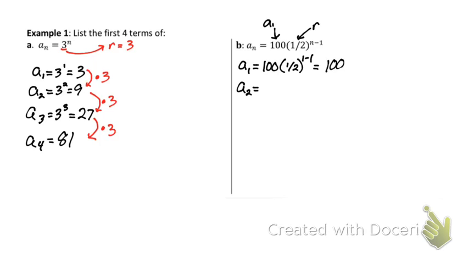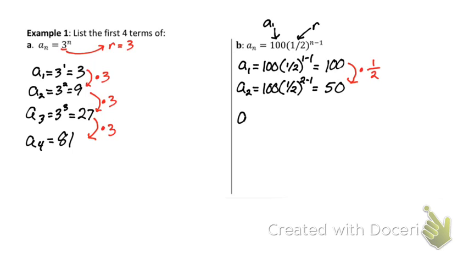My second term would be 100 times 1/2 to the 2 minus 1 power. 2 minus 1 is to the first power. 1/2 to the first power is 1/2. 100 times 1/2 is 50. So that is, in fact, times 1/2, like we thought.